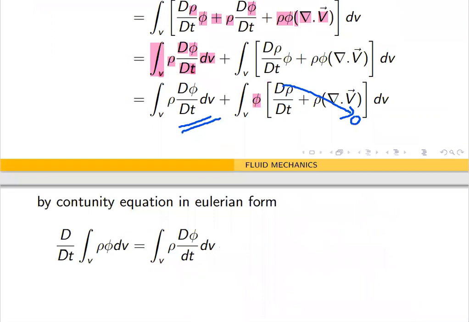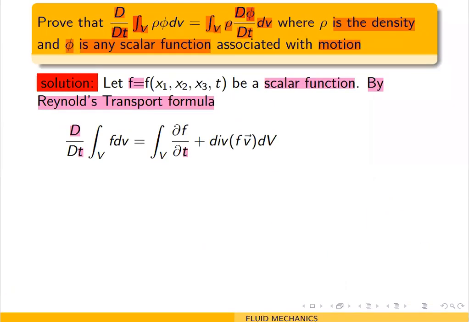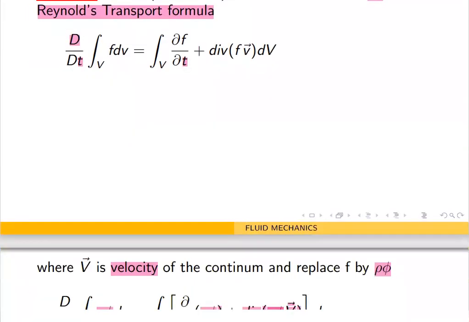So what is our LHS? LHS is d by dt of the volume integral of rho phi dV, equal to only the first one, that is the volume integral of rho D phi by dt dV. This d has to be capital D. And that's what we had to prove. That's what we had to get, and we got it. Fine? So hence the solution.